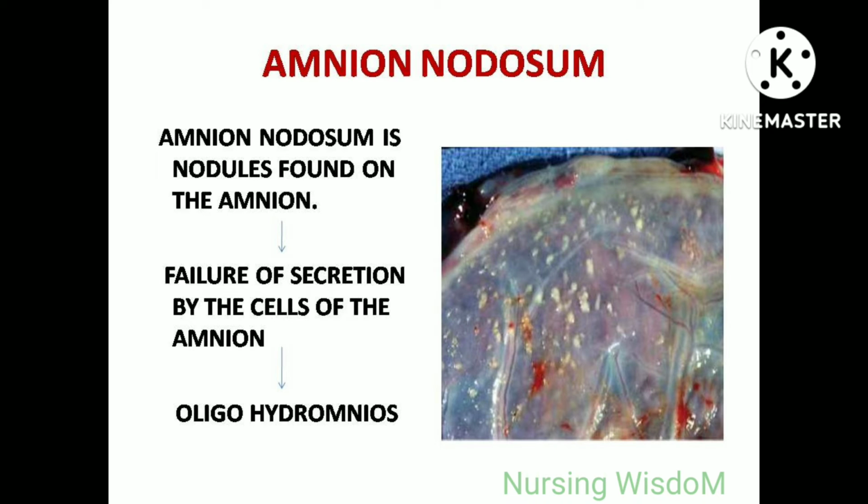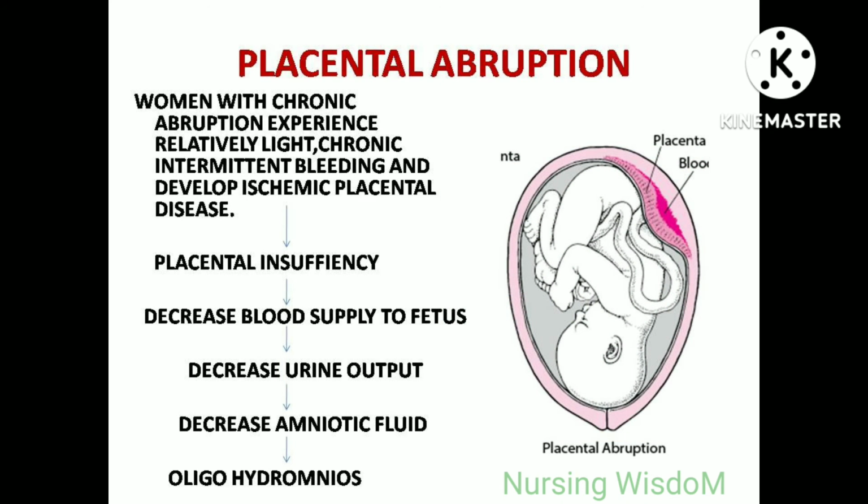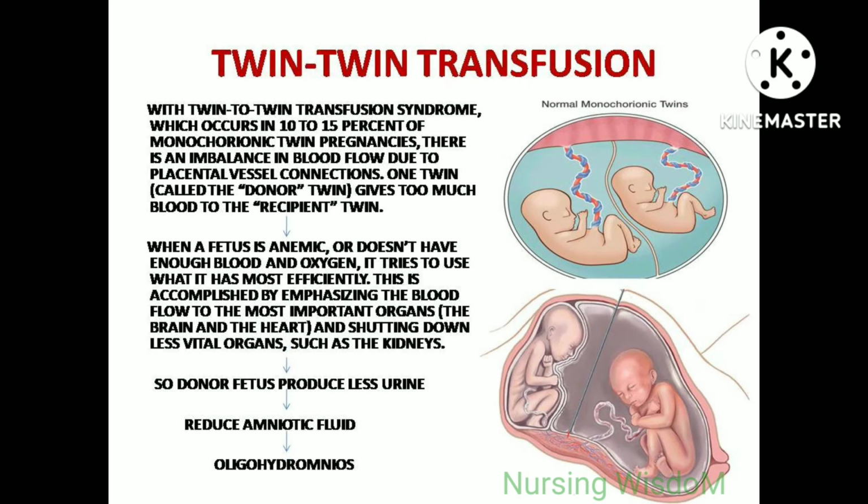Amnion nodosum. Amnion nodosum means nodules found on the amnion that will cause failure of secretion by the cells of the amnion and cause oligohydramnios. Next, placental factors. First one is placental abruption. Women with chronic abruption experience relatively light to chronic intermittent bleeding and develop ischemic placental disease that will cause placental insufficiency and leads to decreased blood supply to fetus and cause decreased urine output that will cause decreased amniotic fluid and leads to oligohydramnios.